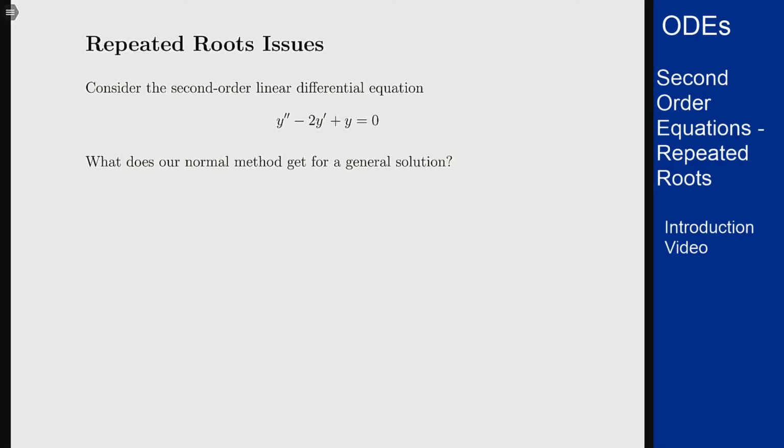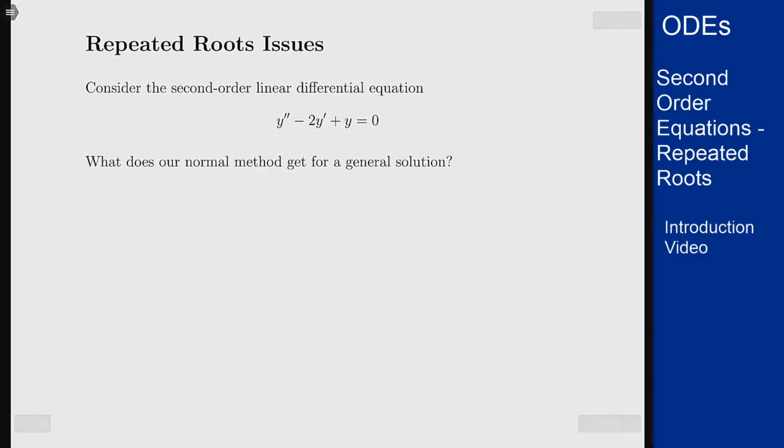In this video, we'll talk about the issue of repeated roots for solving second-order linear constant coefficient homogeneous equations. So if we have an equation like this one here, y double prime minus 2y prime plus y equals 0, we want to approach this using our normal method for constant coefficient equations and see what we get.